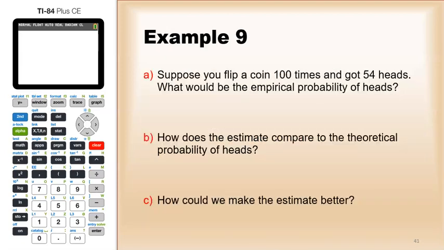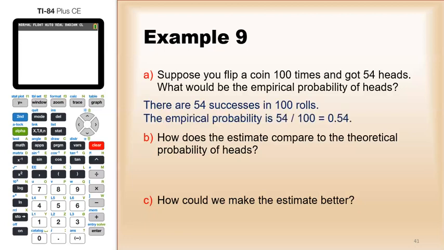Now, suppose you flip a coin 100 times and you got 54 heads. What would be the empirical probability? Well, that's 54 successes and 100 rolls, so the empirical probability would be 54 out of 100, which is 0.54.